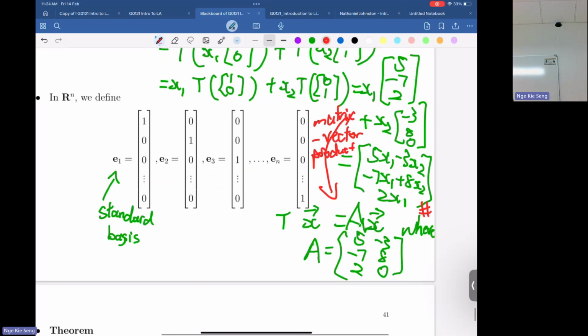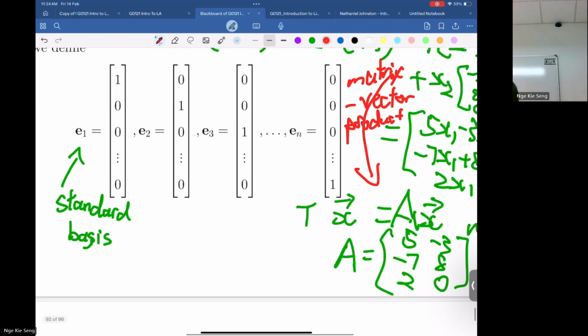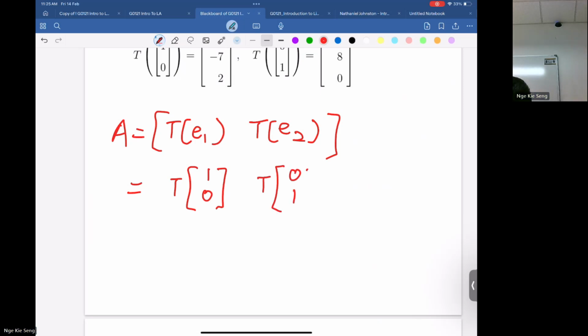So what is this standard basis? This i in e_i corresponds to where you put the 1. If it's e1, you put the 1 at the first row. If it's e2, you put the 1 at the second row. And for e_i, you put it at the ith row. So in this case, e1 has 1 in the first row, and e2 has 1 in the second row.